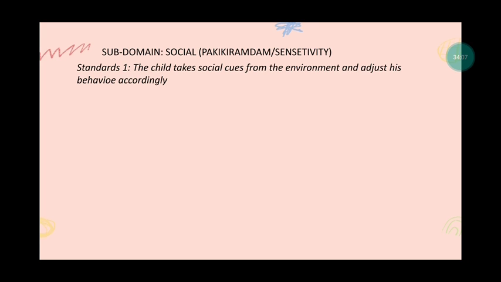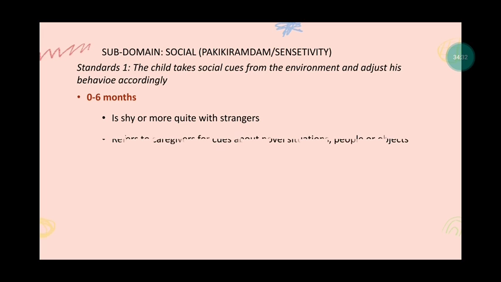Subdomain social, pakikiramdam or sensitivity. Standards 1. The child takes social cues for the environment and adjusts his behavior accordingly. 0 to 6 months is shy or more quiet with strangers. 0 to 6 months babies is most of them kay mauwaw. Then kuan ra kay sila hilom. Maghilom-hilom ra sila unlike nga naa silang balay nga magsigi og kiat makigduwa jud.